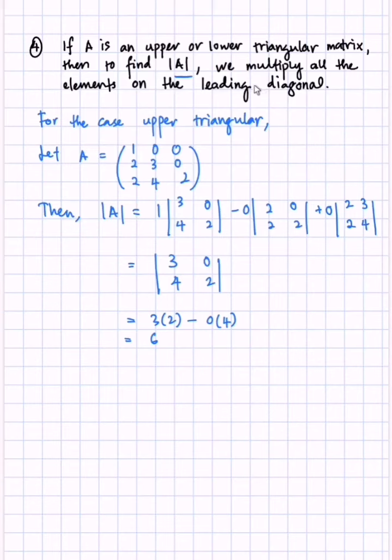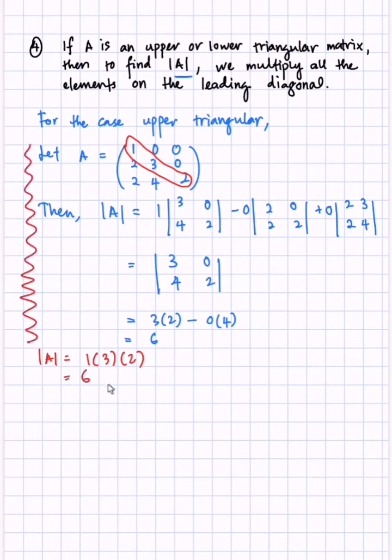Okay, maksudnya on the leading diagonal. Okay, leading diagonal adalah ini. 1, 3, 2. Ini adalah leading diagonal. Okay, jadi determinant of A awak adalah 1 darab 3 darab 2. Jadi awak dapatlah 6. Ini adalah sebab dan ini adalah menggunakan property. Okay.